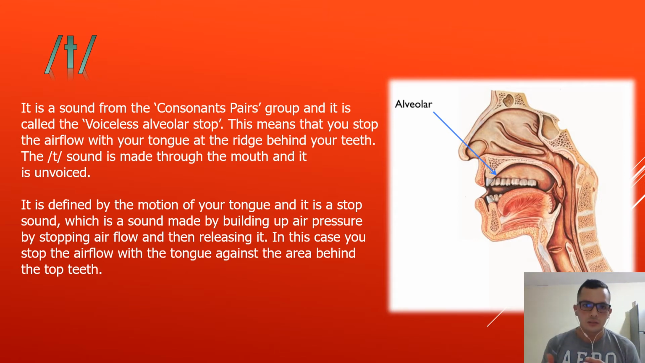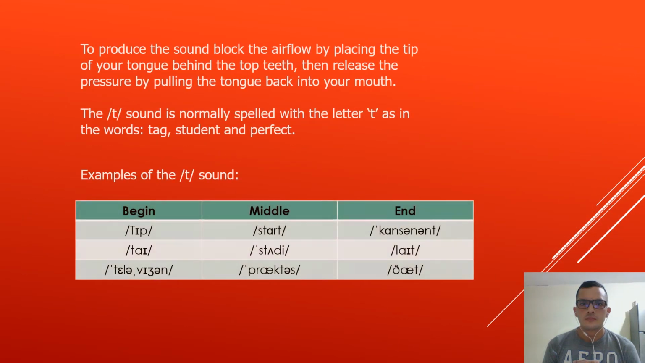to make the sound. It's defined by the motion of your tongue, and it's a stop sound, which is a sound made by building up air pressure by stopping airflow and then releasing it. In this case, you stop the airflow with the tongue against the area behind the top teeth. To produce the sound, block the airflow by placing the tip of your tongue behind the top teeth. Then release the pressure by pulling the tongue back into your mouth.